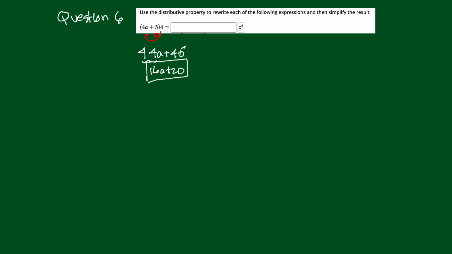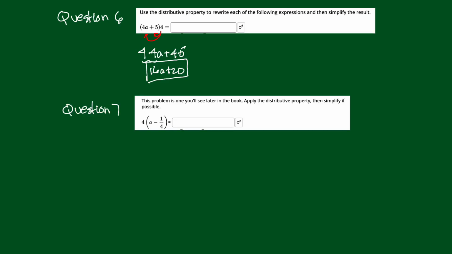Right, the 16, that's what the a's is counting. I've got 16 a's, and then to that I'm going to add 20. So I can't combine. I can't get like 16 and 20 getting 36. That's the best we can do, 16a plus 20. Question 7, we're told that this problem is going to show up later, but right now what we want to do is apply the distributive property, just like we did in problem 6.